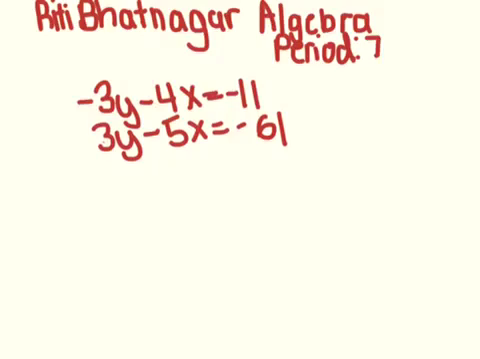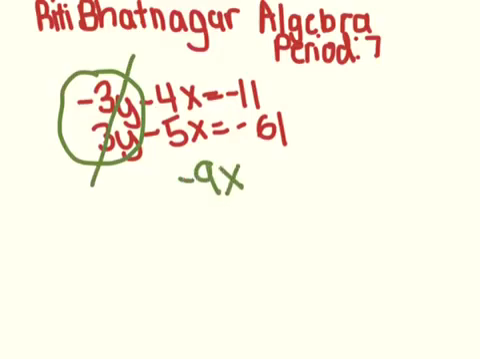So, first I'm going to solve for x. By using the elimination method, I've already eliminated these two variables, -3 and 3. So that would equal 0. -4 plus -5 equals -9x, and -11 plus -61 equals -72. So x equals 8.